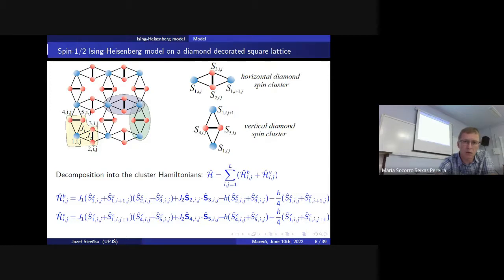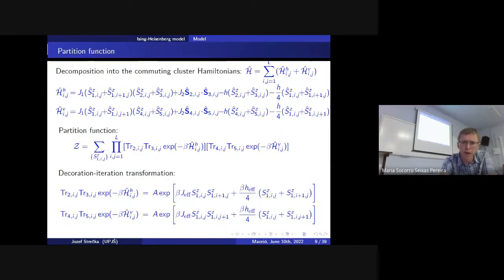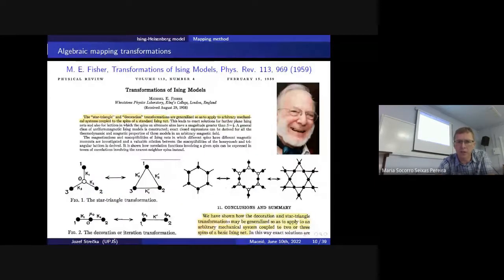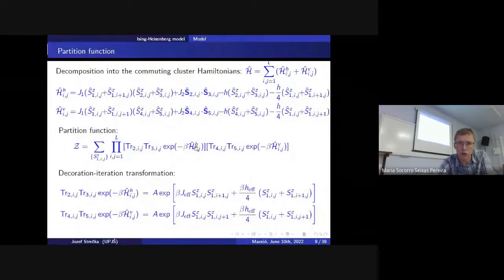That means that all these cluster Hamiltonians commute, and that's why the partition function can be partially factorized into such cell partition functions, each of them corresponding to 1 diamond unit cell, and we can perform the trace over degrees of freedom of the Heisenberg spins independently of each other. So this is the trace over the second and third spin from the horizontal bond and the 4th and 5th spin from the ij unit cell from the vertical bond.